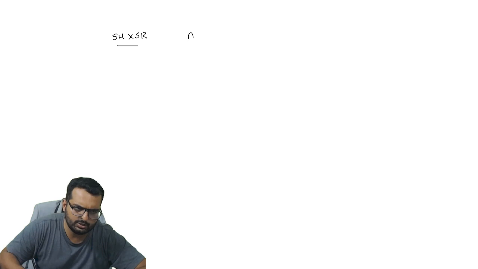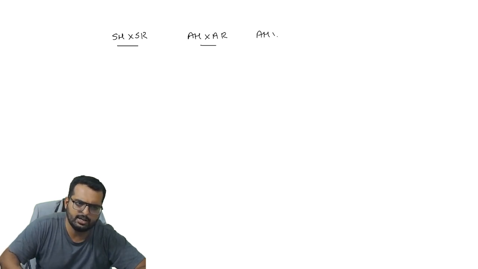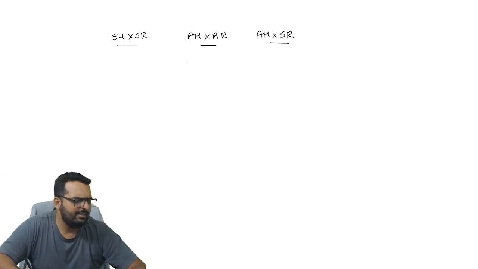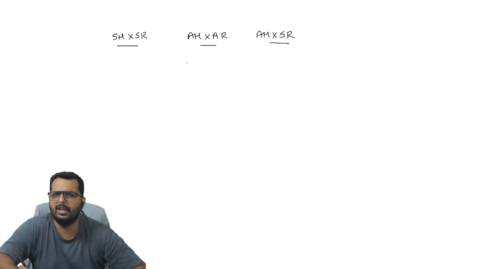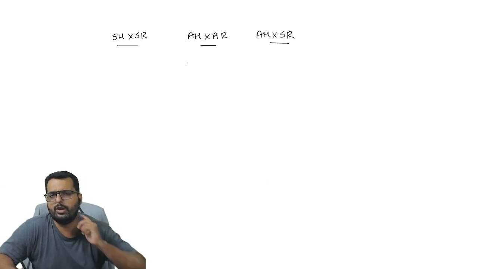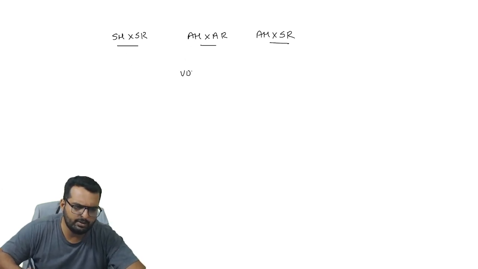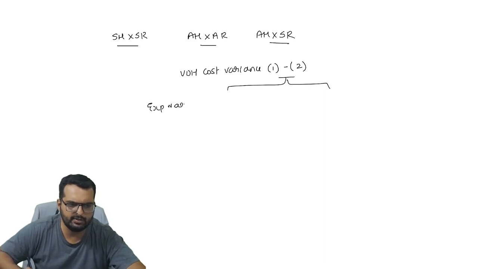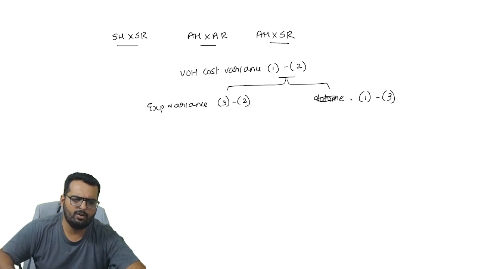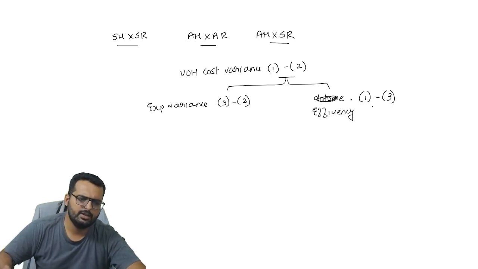So friends, here if I draw a table, the table will go like this. SH into SR, AH into AR, AH into SR. Friends, RAH will not come because you don't have any, just like in labor you have skilled labor, unskilled labor. In cooking gas, you cannot have a skilled cooking gas, unskilled cooking gas. So no RAH, everybody clear? The format will be variable overhead cost variance, 1 minus 2. Inside this, you will have expenditure variance, that is 3 minus 2. And then you will have volume variance, that will be 1 minus 3. Or maybe they call it efficiency variance here. Write down this in your books now.